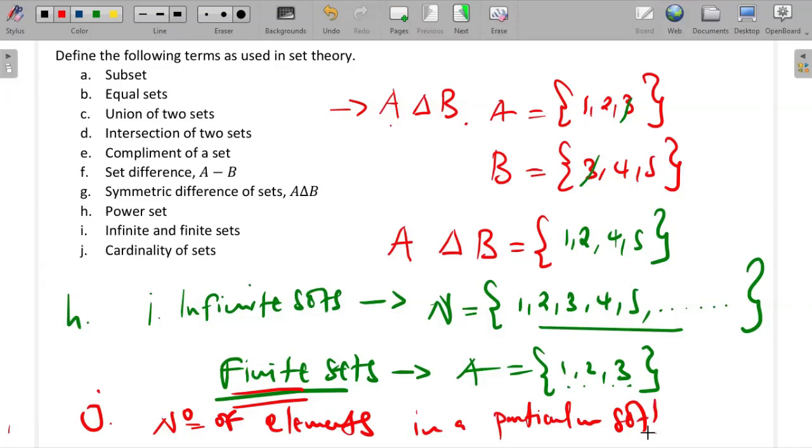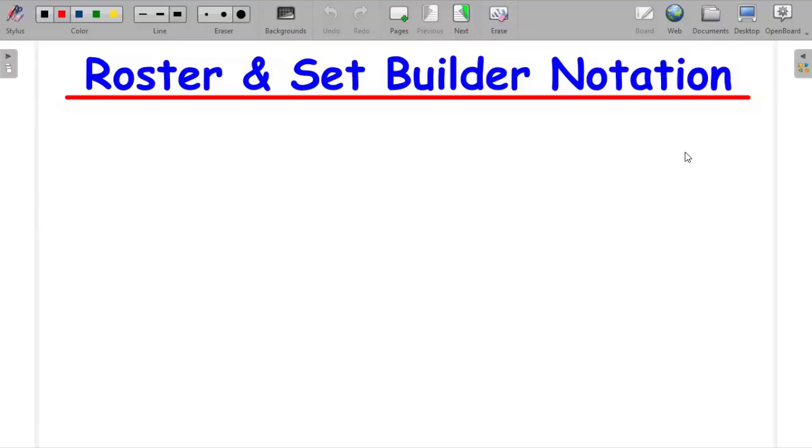Okay, so the number of elements in a particular set, that's what we call the cardinality of sets. All right, so we'll look at the concept of roster and set builder notation. Of course, before we solve any questions on those concepts, we need to define what the roster form is and what is involved in it. And we also have to define what the set builder notation is and what is involved in it.